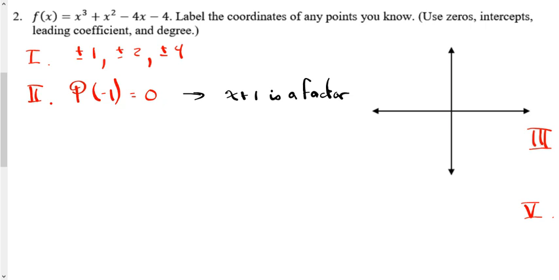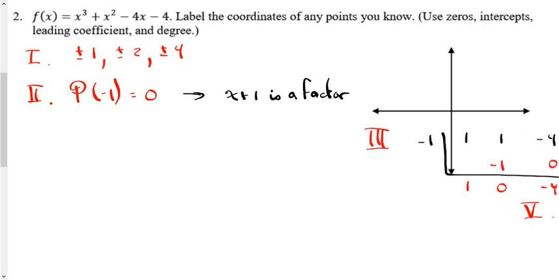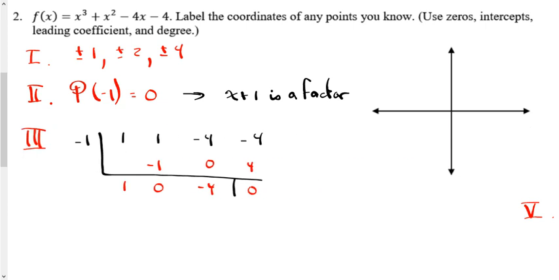No, you don't have to show the ones that you tried and didn't work. Just show me one that does work. Okay, so then I know x plus 1 is a factor. So I did synthetic division. You could do long division, that's perfectly fine.